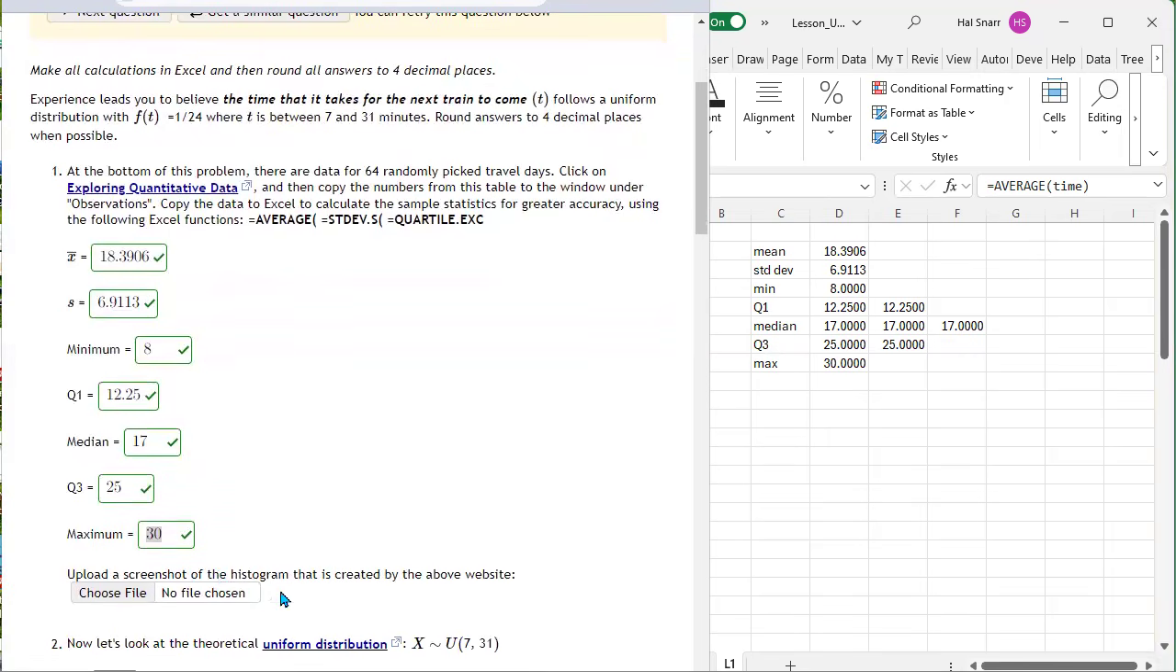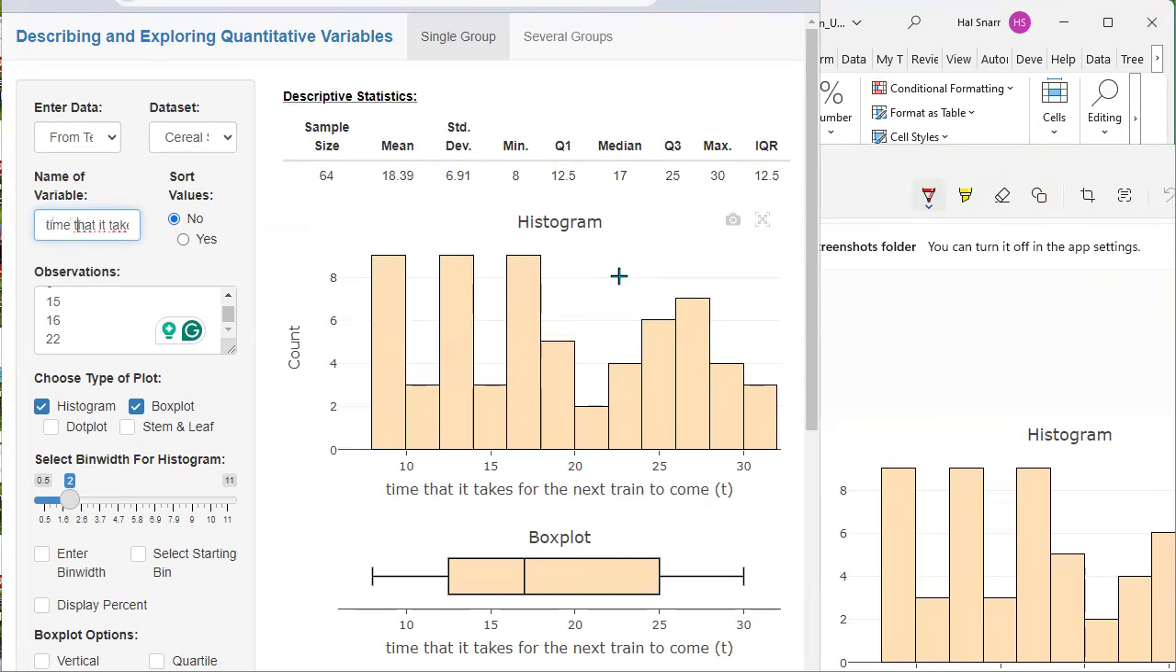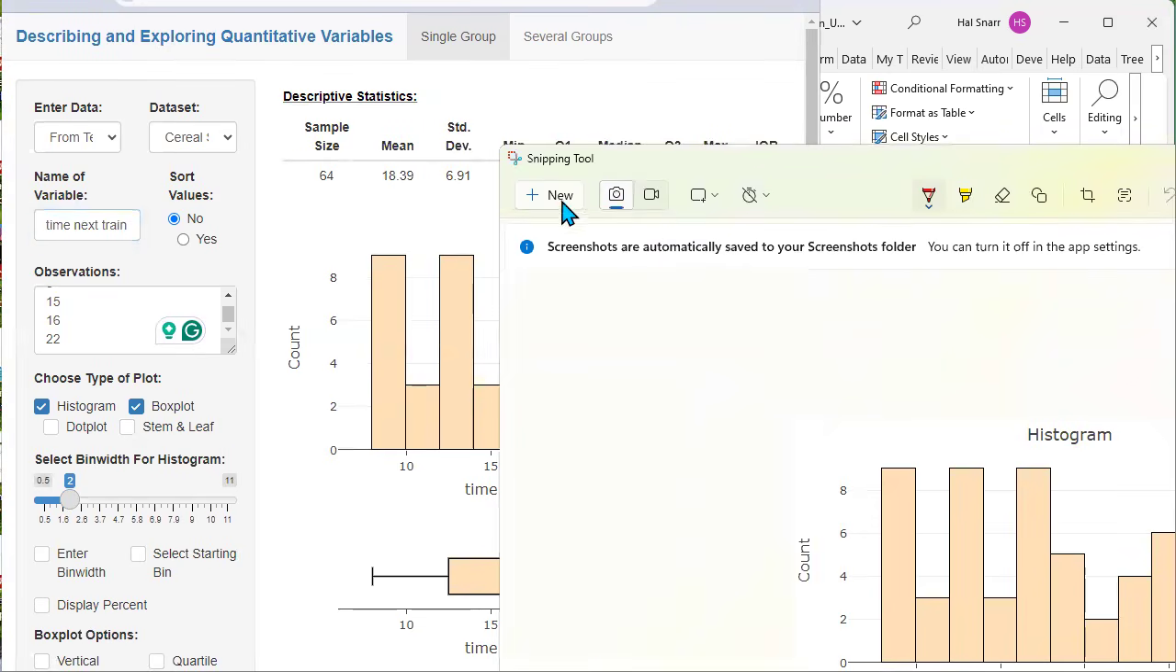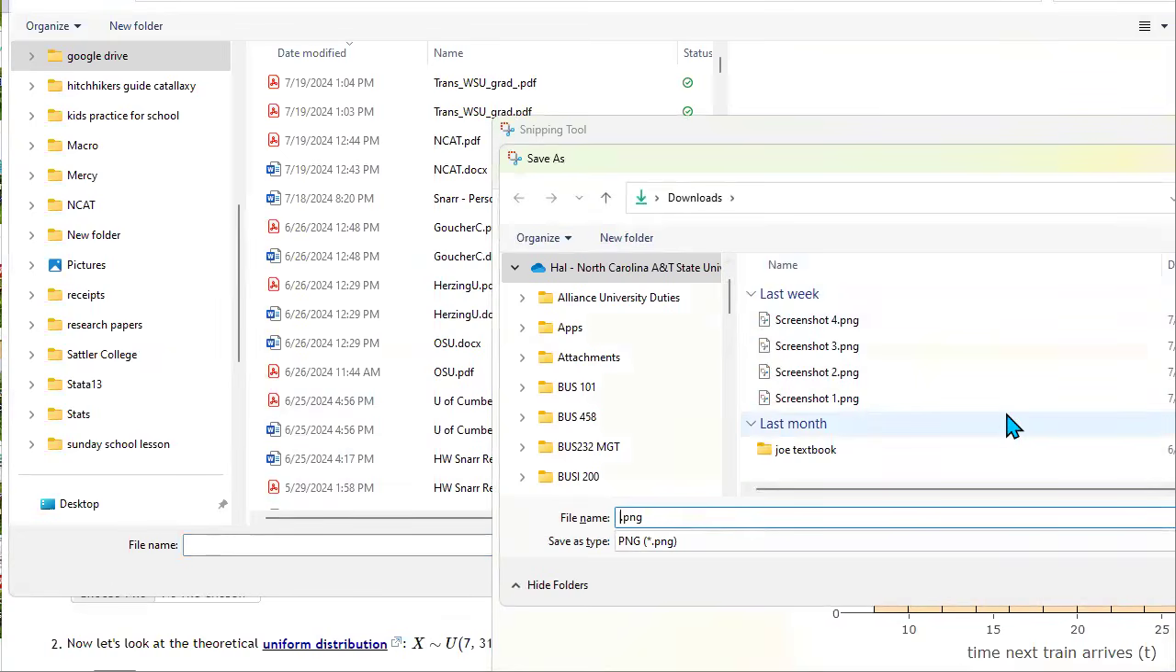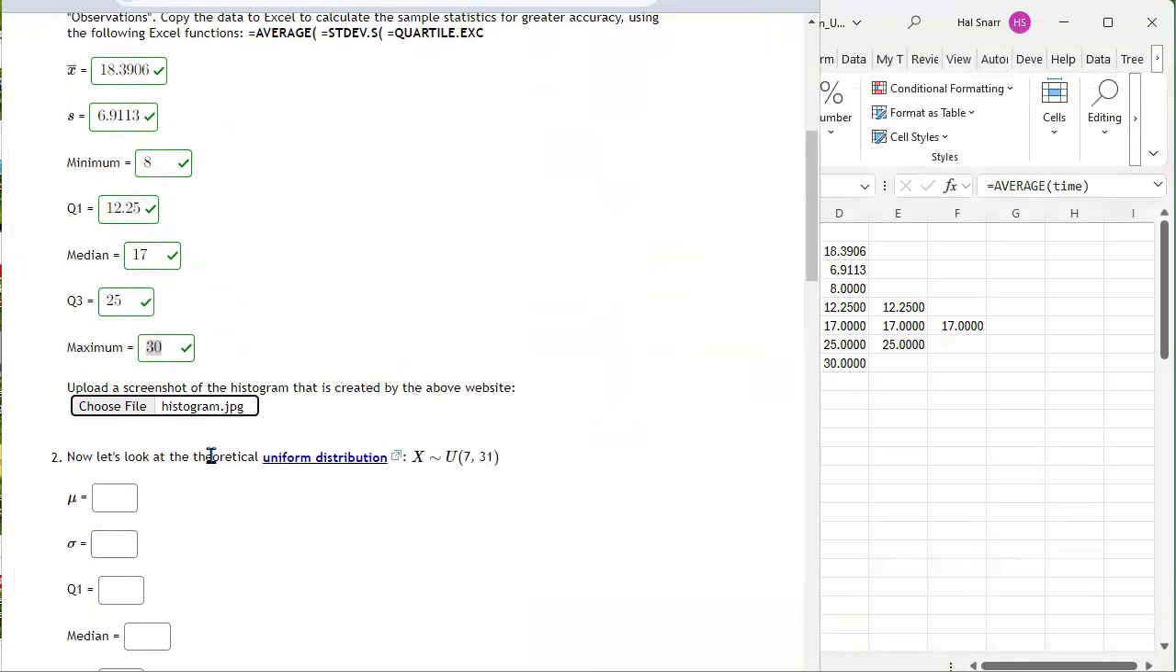Now I need to upload the histogram that is created by the above website. Time it takes for the next train to come. Time. Next train. I'll call it arrives. You can download as a PNG file, but I'll just screenshot it. It's histogram and downloads, right? I've uploaded that right there, and then that'll be graded manually.